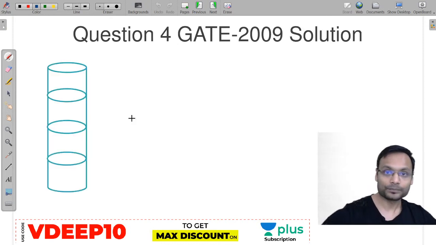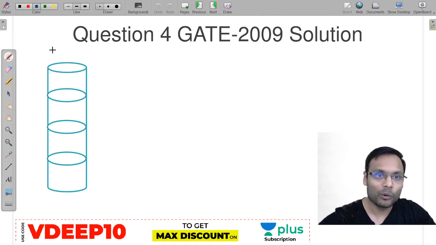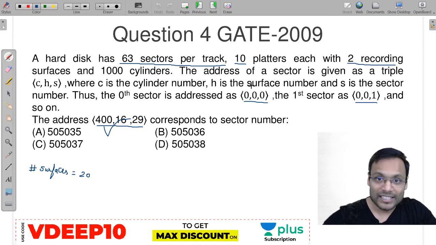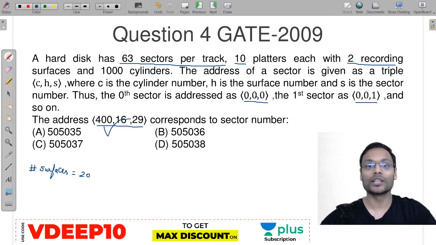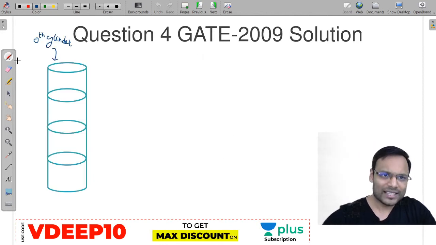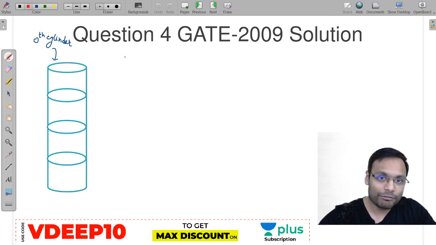Now listen. Let's suppose I am talking about the innermost cylinder, which is the 0th cylinder. Why am I saying 0th cylinder? Just because the numbering starts from 0. Look, it starts from 0: 000, cylinder number 0, surface number 0, sector number 0. So let's say the 0th cylinder. In the 0th cylinder, the very first 0th sector has what address?